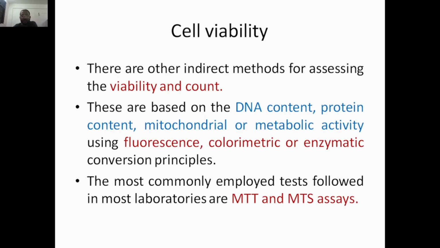Next, cell viability. That was about the cell number. There are other indirect methods for assessing cell viability as well as count. Cell viability means the ability of a cell to live or to function over a period of time. These methods are based on DNA content, protein content, and mitochondrial or metabolic activity, using fluorescence, colorimetric or enzymatic conversion principles. Obviously, the method you use to check viability and count depends on the material or approach you are using.